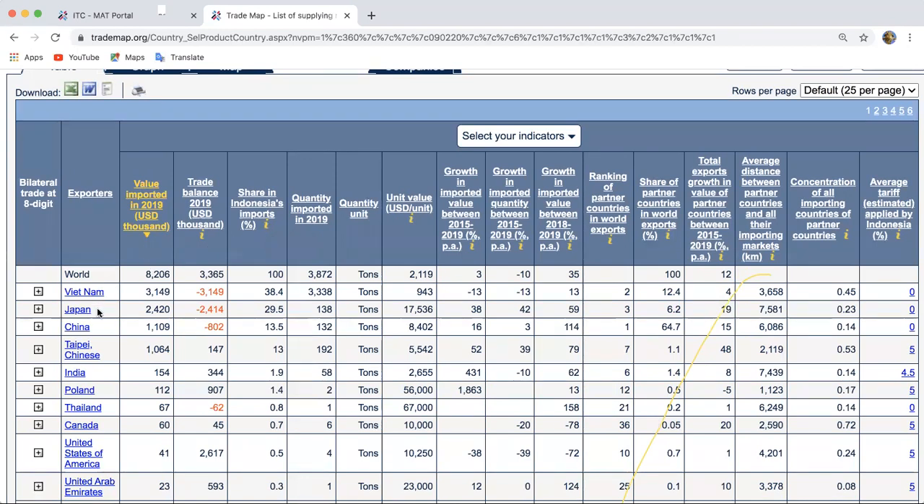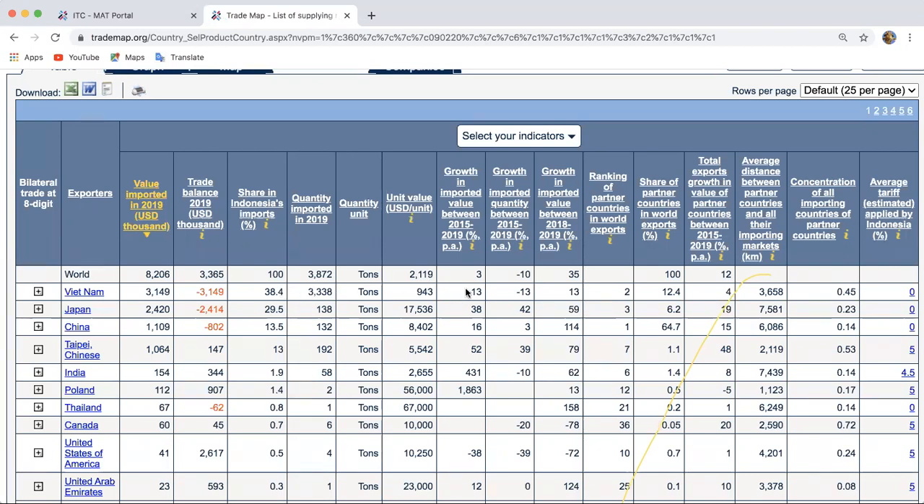And we can see that Japan is already the second largest exporter of green tea to this market, but Vietnam is the largest one with 38.4% of market share in the Indonesian market. So you can look a little bit into which countries are your competition in these markets, if you decide that could be an interesting path for you to follow.